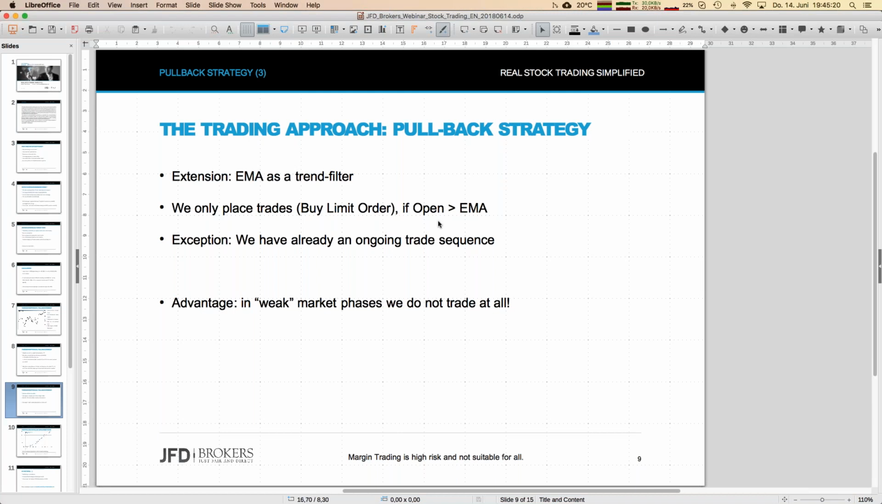Because if the sequence goes a little bit further, we get in average a better entry, and we have still the possibility to recover that trade. But we would only do that process of rebuy, even in case we are below the EMA, until that trade sequence comes to an end. If that trade sequence comes to an end, then we stop trading for that stock value. So the overall advantage: in weak market phases, we do not trade. And the same which is mentioned here on that slide is now next in the Excel sheet.